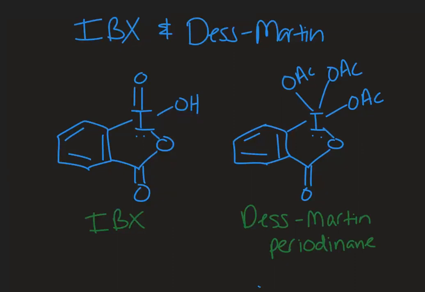In this video, we're going to look at IBX and the Dess-Martin reagent. These are both iodine-containing compounds that are used to oxidize alcohols to aldehydes and ketones. You can see that the iodine has quite a few atoms around it here. Remember that iodine has d orbitals available to it, so it can have an expanded octet. Its valence is 7, so in both of these compounds, it has a total of 7 electrons assigned to it, and it is neutral.